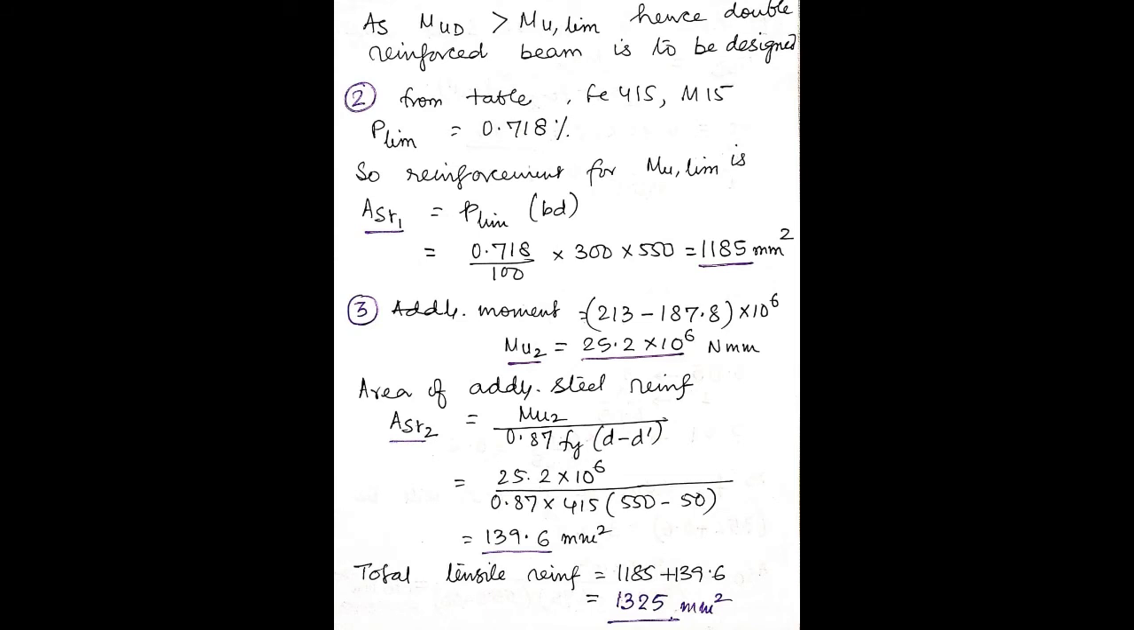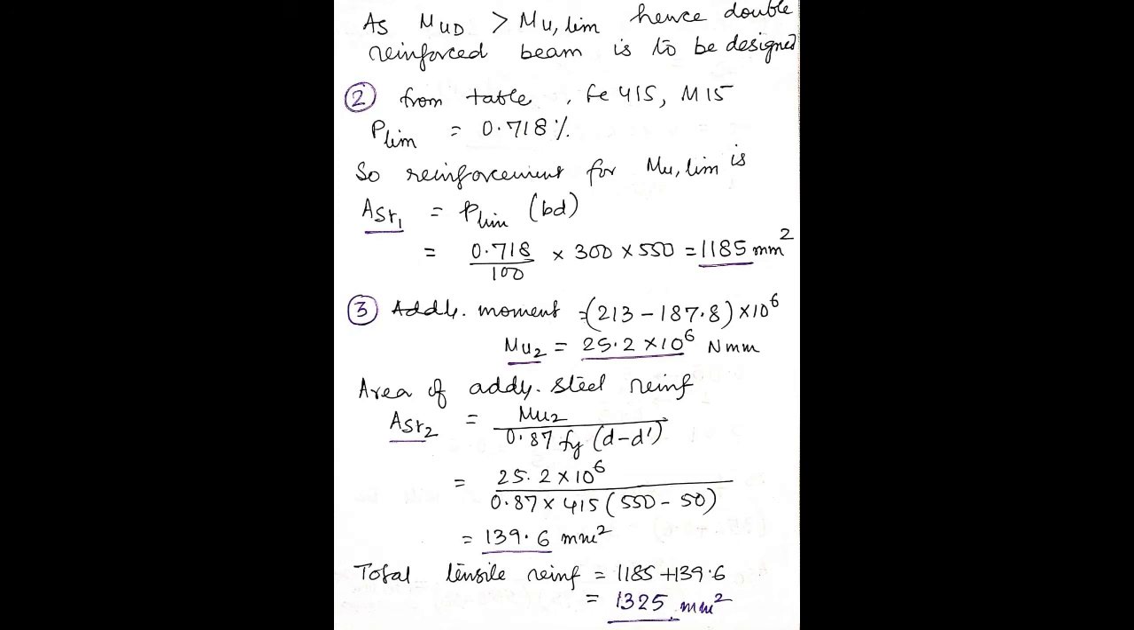Now the additional moment, how do we find it out? Additional moment can be found out by 213, that is the applied moment, minus Mu,lim, which is 187.85, then into 10 raised to 6.